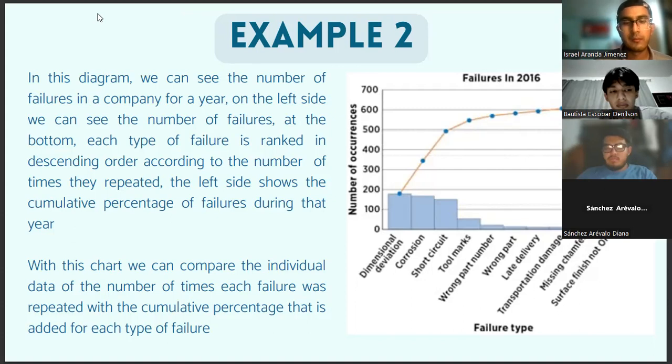So with the Pareto diagram, we can compare two pieces of data to see what they have in common. Here, we can compare the number of times that each failure was repeated with the cumulative percentage that is added for each type of failure. And that's all. Thank you.